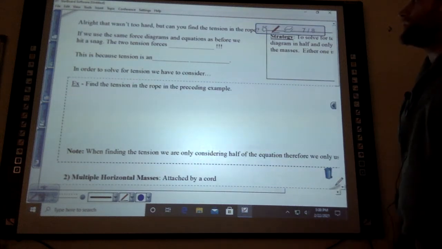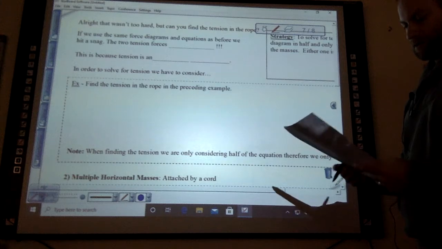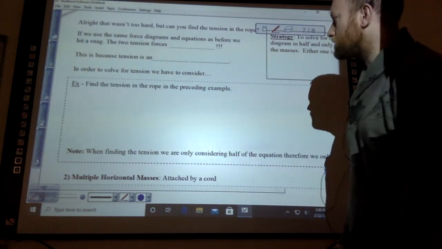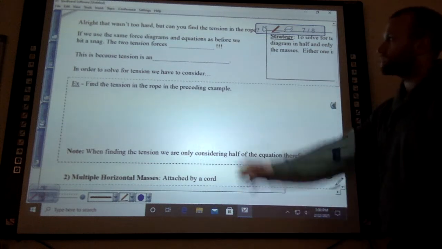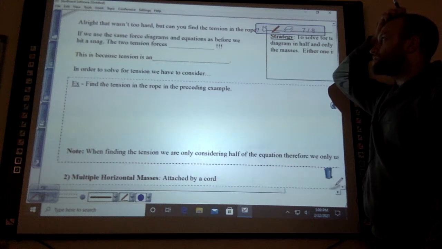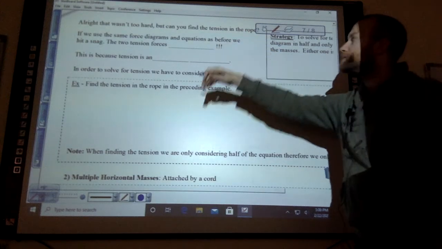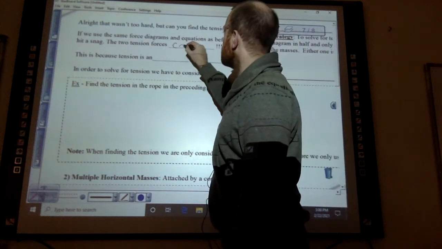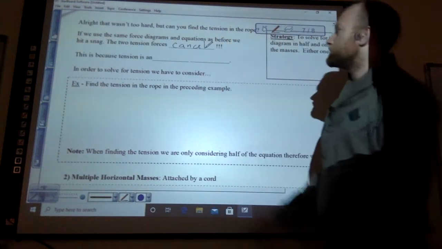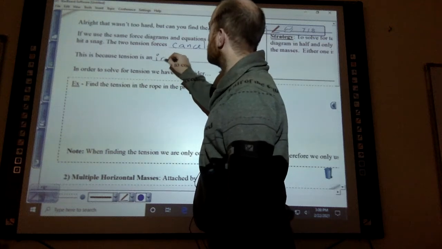So, not too bad. I already gave this away, but let's do this. Now we're actually going to solve for the tension in this case. If we use the same free body diagrams and the equations as before, the two tension forces cancel. So I can't actually use that, and this is because it's an internal force.